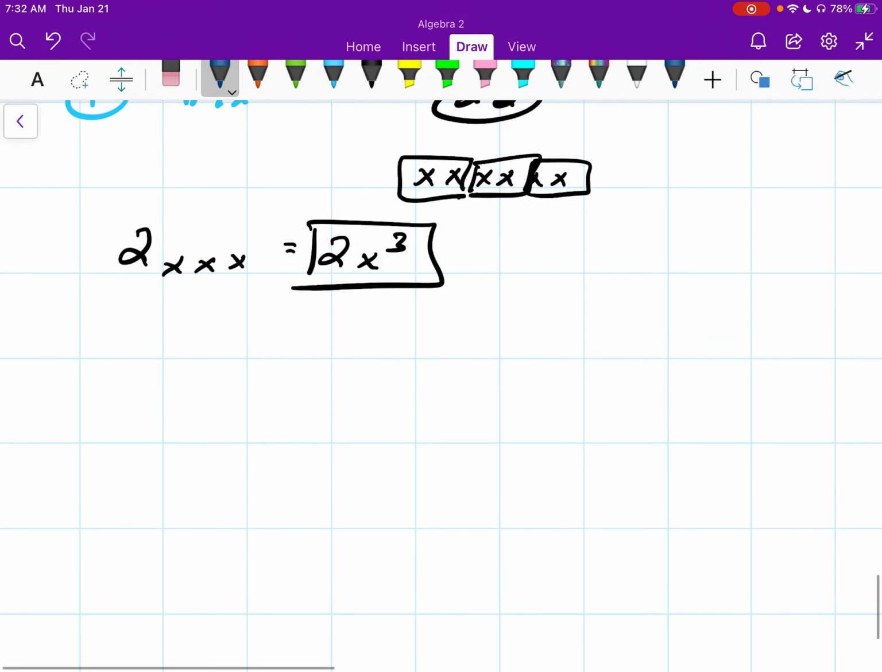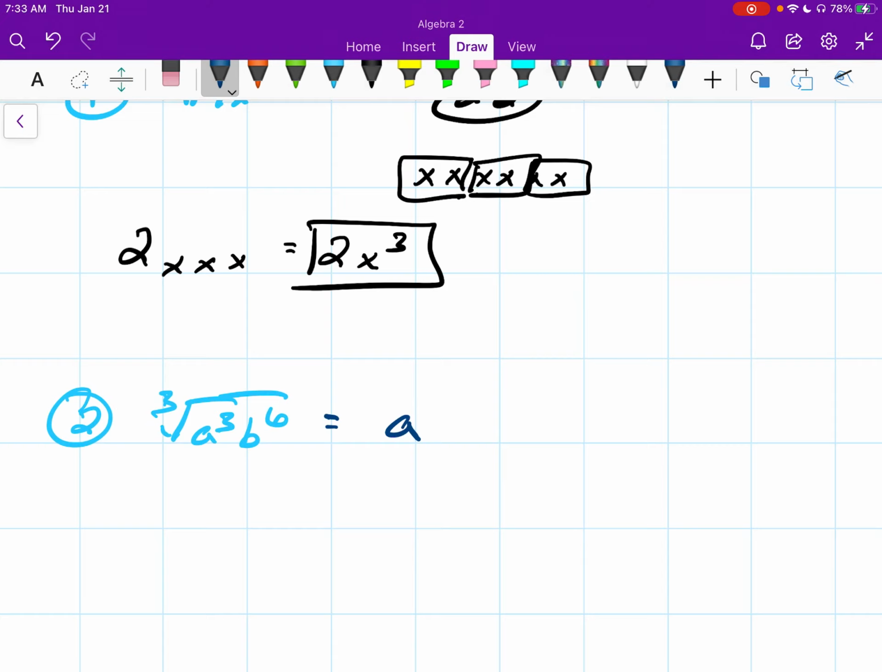Number 2. The cubed root of a to the 3rd, b to the 6th. All right, so starting off looking at the a's, we have a cubed and a cubed root. So a can come outside, and it'll just be a single a.